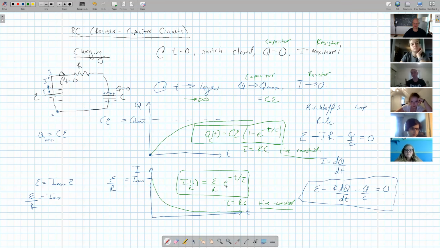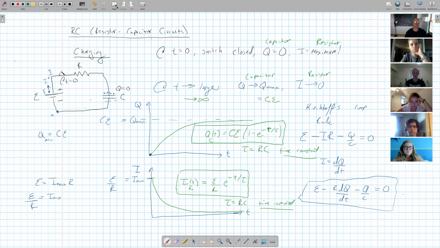Here, at time equal to 0, I have e to the 0, which is 1. So I get simply E over R, which is the maximum current. And then as time goes to infinity, again, I have e to the negative infinity, which is 0. So this thing goes to 0. This matches exactly what these plots are telling me.